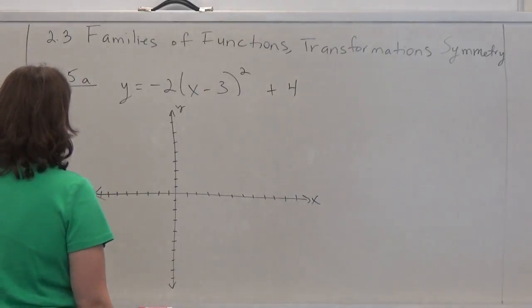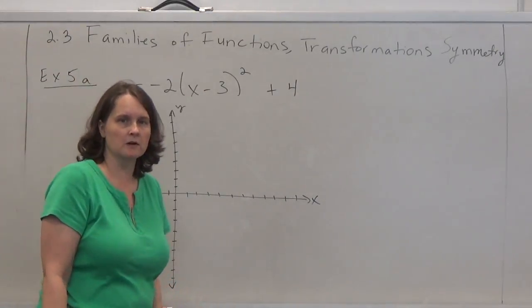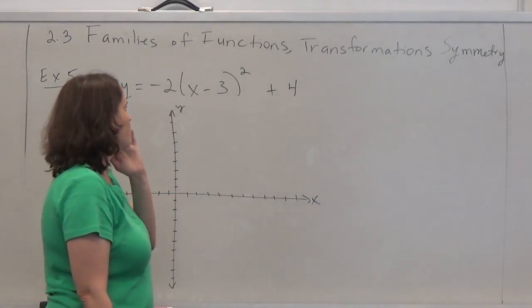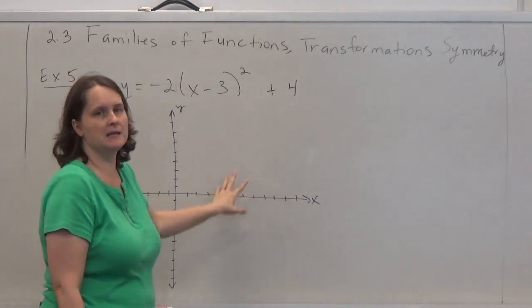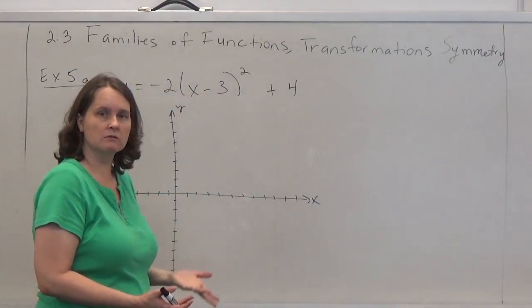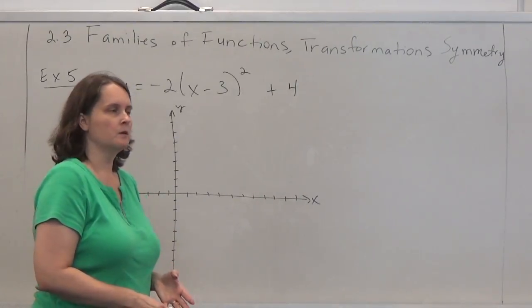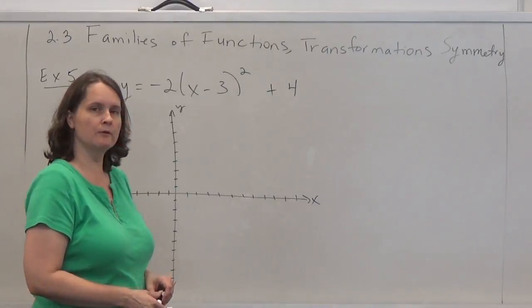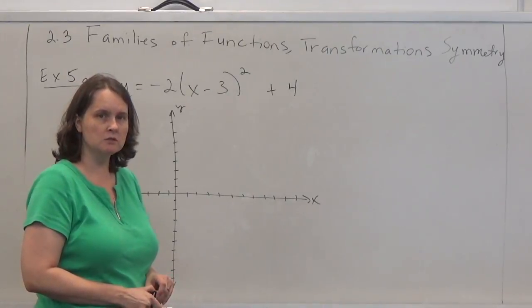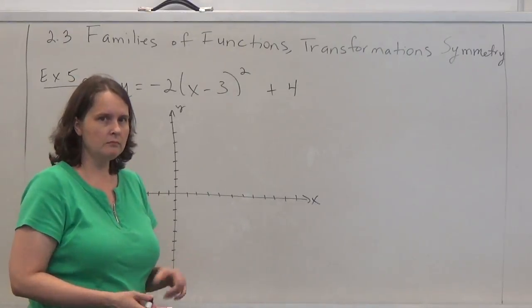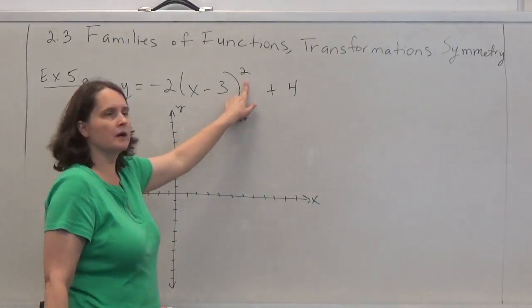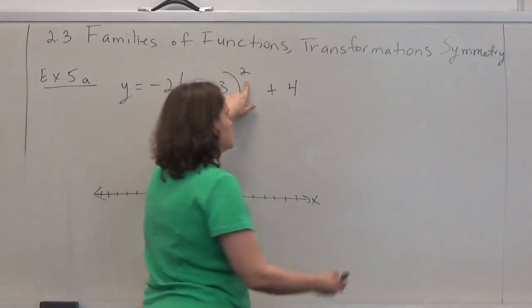The first thing we need to do is decide what is the parent function that we're working with. What is all of this based on? In other words, is this an absolute value equation? Is this a square root function? Is this a cube root function? Is it a cube function? Which one is it? Well, we've got this square here, so we know that our parent function is x squared.